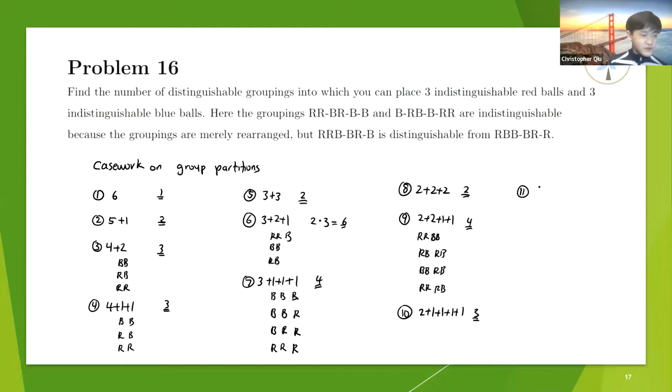And last but not least, we have our partition with one ball in each group. And for this one, there's only one way, because we would just have three groups with one red ball each and three groups with one blue ball each. And there are no other possible groupings up to rearrangement. So once we sum up all of these cases, we find that the answer is 31.